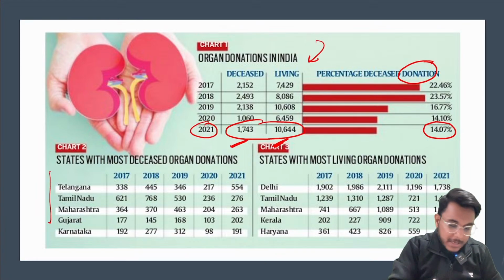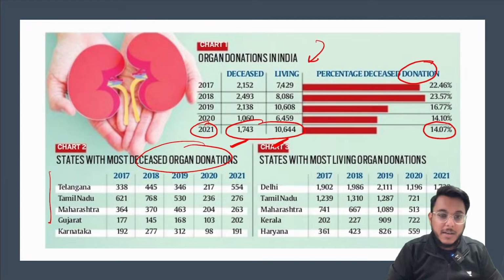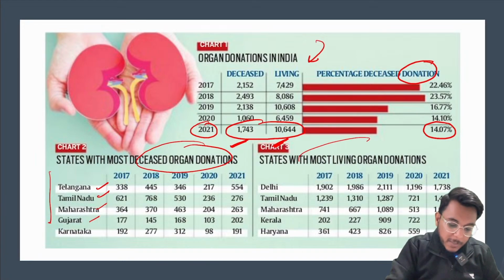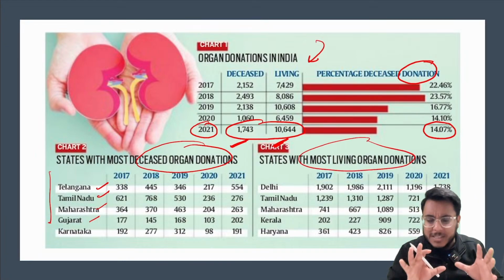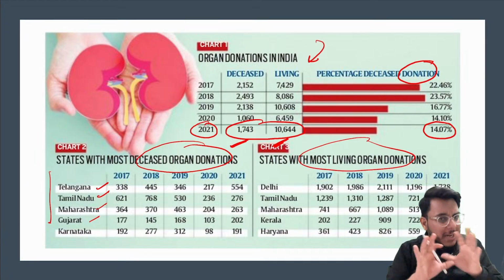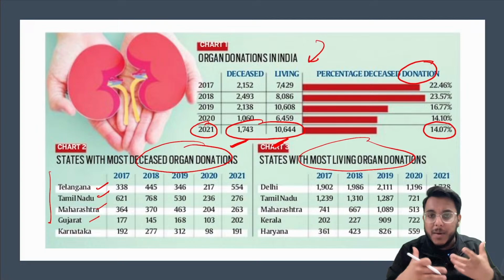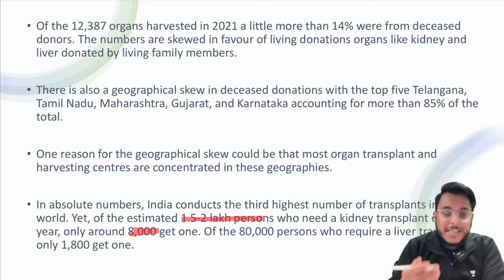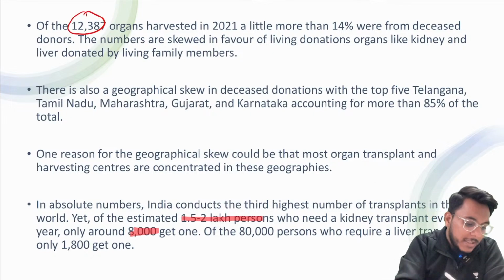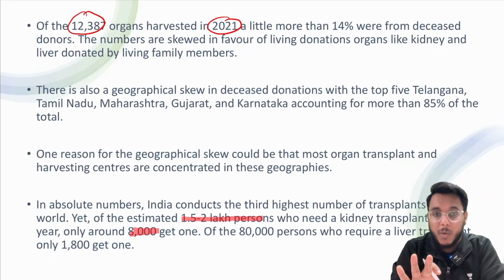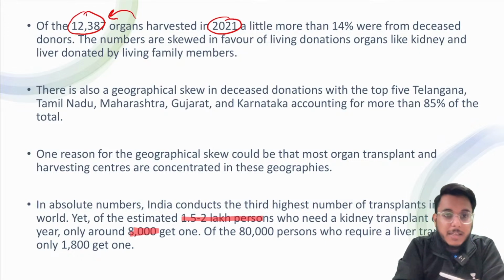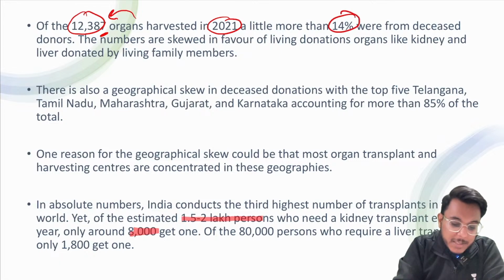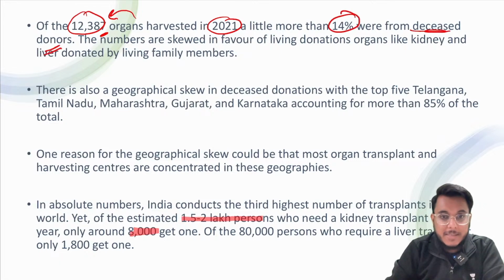Now these are the states, here we can see where the most deceased organ donations have been done. So Telangana, Tamil Nadu, Gujarat, these are the states. Then states with the most living organ donations. You don't need to go into too much detail and remember all these facts and data. Particularly if you are from one particular state, you can remember the ranking of your state, particularly for the PSC examination. Now, according to the data, these many organs have been harvested in 2021. Actually, the number is not important. Don't go and memorize this number, but I am just giving it to you to have a perspective. So these many organs have been harvested, and out of that only 14% were from deceased donors. Is it clear or not?